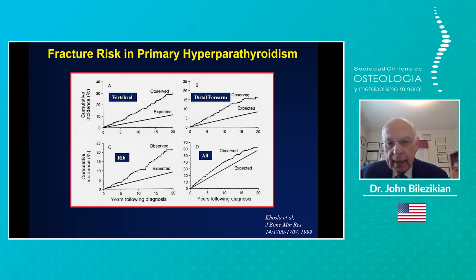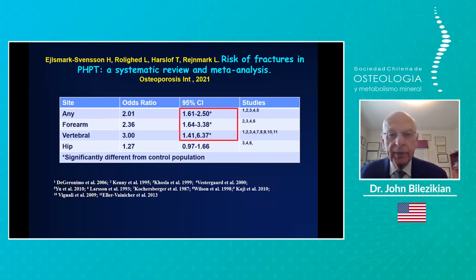argues against that expectation. In his work, he showed that fractures were increased no matter whether they were vertebral fractures, distal forearm fractures, rib fractures, or any fractures. And this observation ran against the expectation that there'd be a differentiation with more non-vertebral fractures than vertebral fractures.